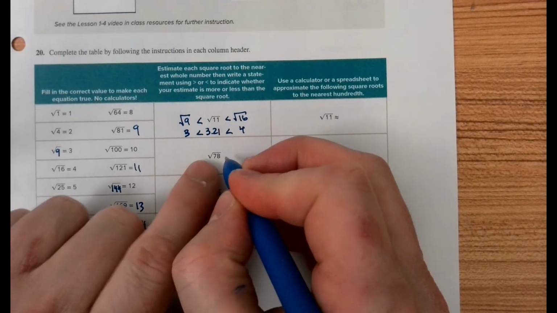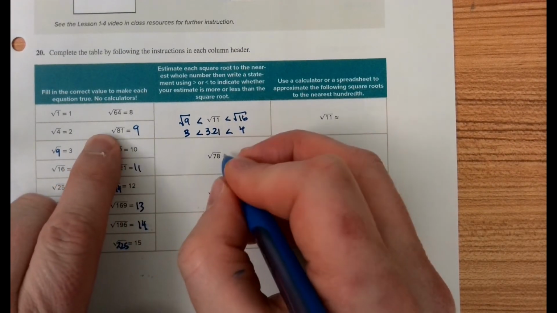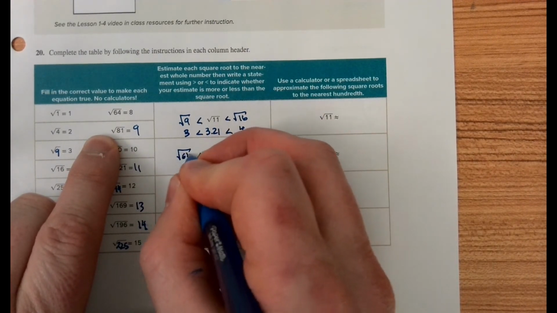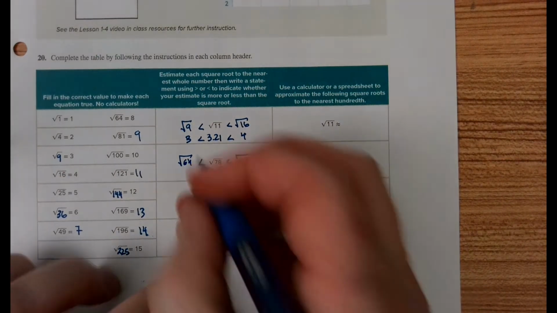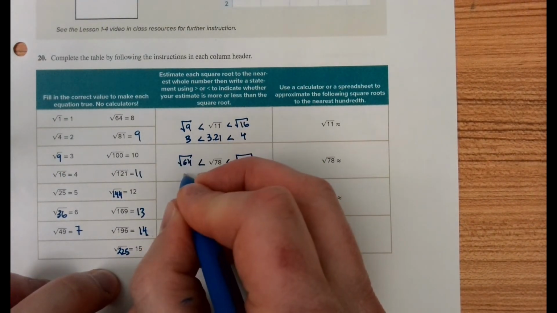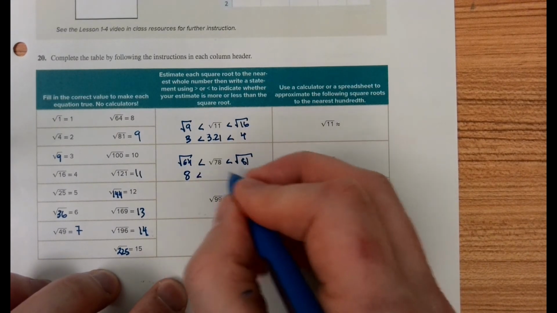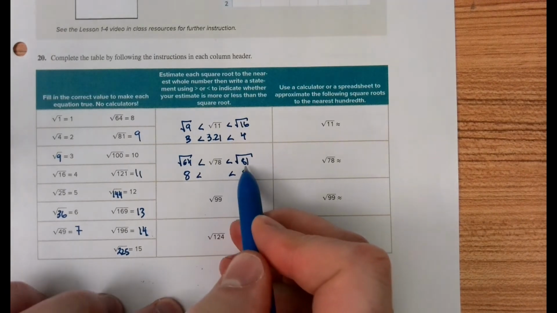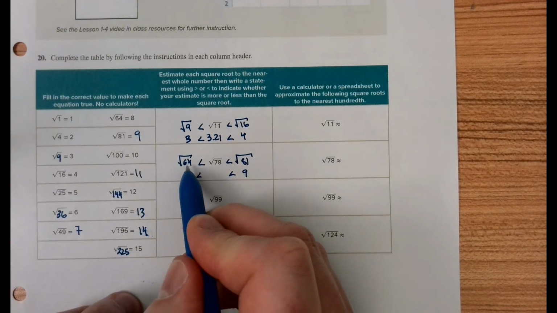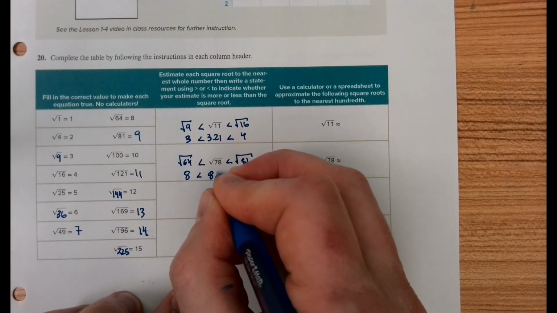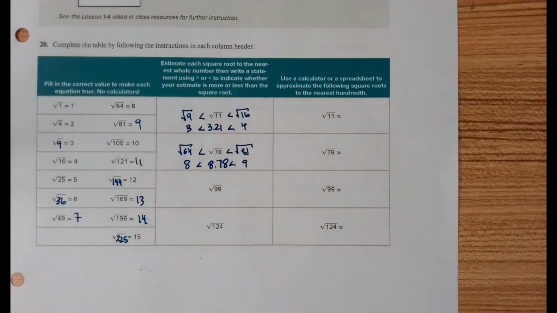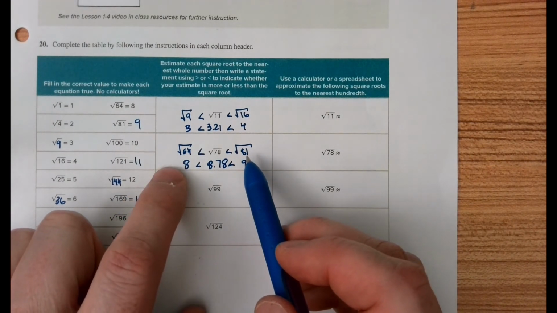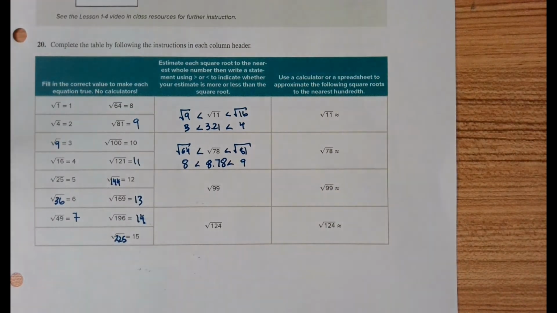Okay, so again, 78. We're going to look at what 78 is between. Well, 78 is between 81 and 64. Those are the two perfect squares that trap 78. So if I take the square root of 64, I get 8. If I take the square root of 81, I get 9. And let's see, what is 78 closer to? Well, it's 3 units away from 81, and it's 14 units away from 64. So let's call this 8.78. Just guessing here, but I'm doing an educated guess based on what I know of perfect squares and the distance between 78 and the two perfect squares.